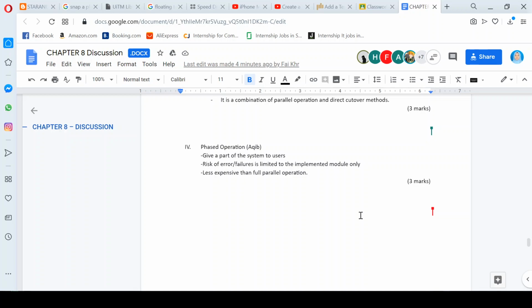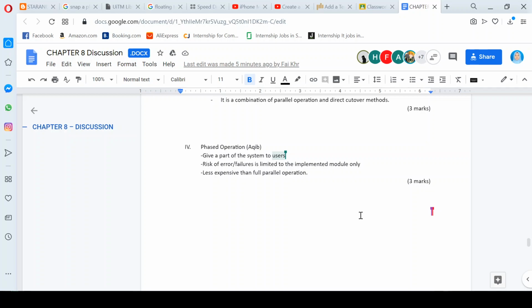Alright, the last type of the system changeover is for the phase operation. So which is important things that you need to extract out from the phase operation. So which is the phase operation, we need to give a part of the system to the user. So means that kamu kena bagi user tu sistem tu part by part. Contohnya kalau dekat dalam sistem tu dia ada 6 modul. So from the new system we have 9 module. Okay, and then kita nak stop daripada yang lama, kita nak start dengan yang baru.